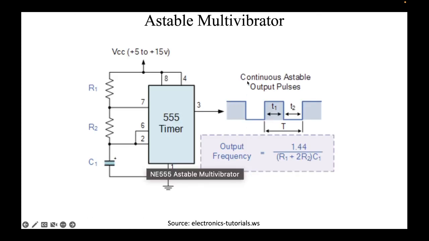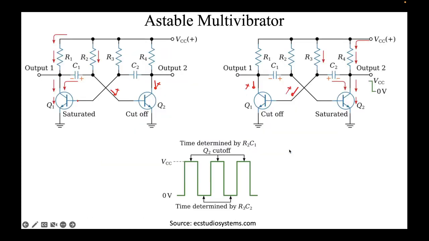In this problem, we are required to find the output frequency. Okay, so let's go back here. What is the time period here? It will be T1 plus T2. Let's denote this as T1 and this as T2. T1 will be R2C1 plus R3C2. Usually we keep R2 and R3 the same and C1 and C2 the same. So effectively this comes out to be 2RC. All right, so that's the total time.